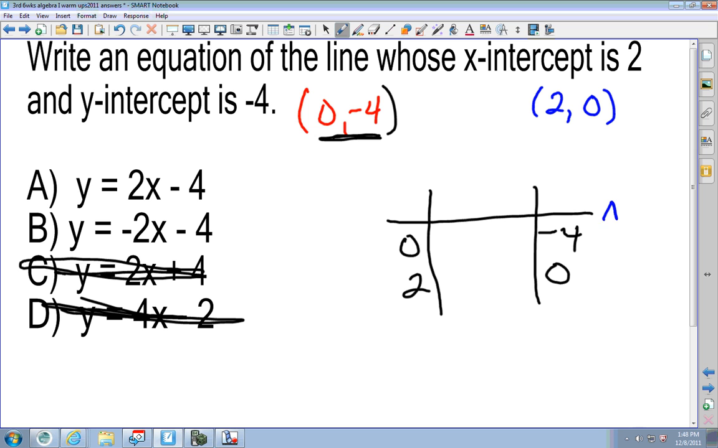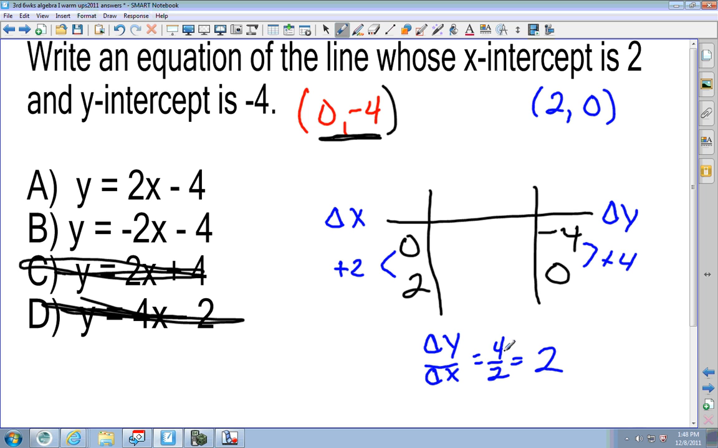Delta y is plus 4. Delta x is plus 2. Delta y divided by delta x, 4 over 2 is 2. There's my slope. So my answer is A.